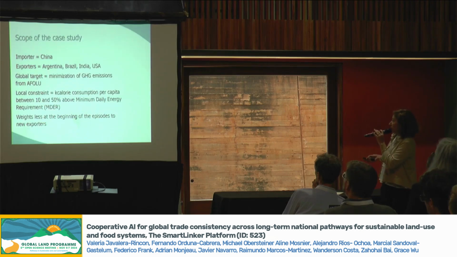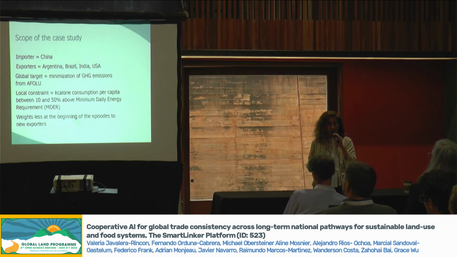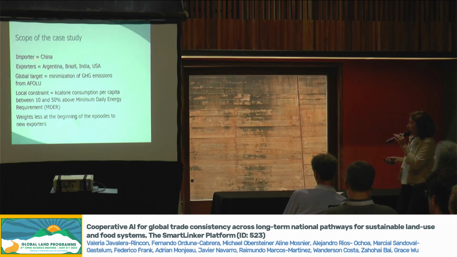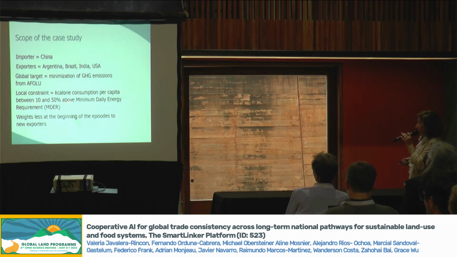We also selected the main players for beef trade, considering the submissions we received during Senaton 2023. In this exercise, at the point of this study, these were the agents: China, Argentina, Brazil, India, and the US. We considered for this exercise only the minimization of emissions from agriculture, and we used a local constraint that kilocalorie consumption per capita should be between 10 and 50% above the minimum daily energy requirement, the MDER.